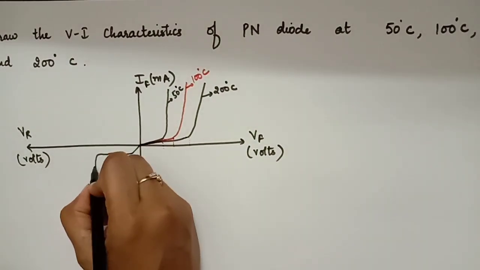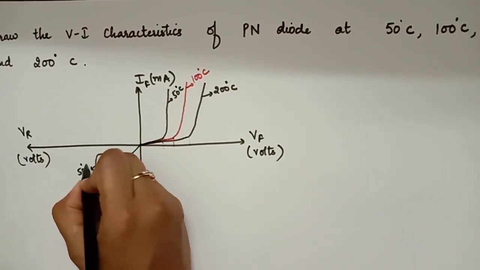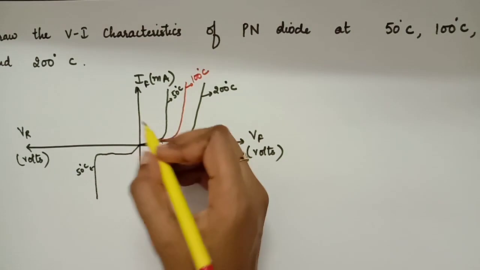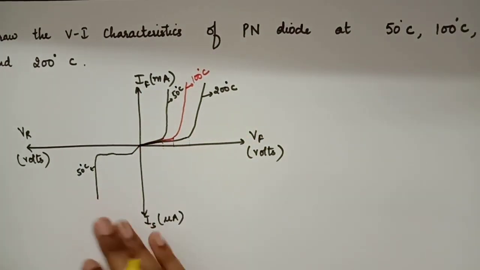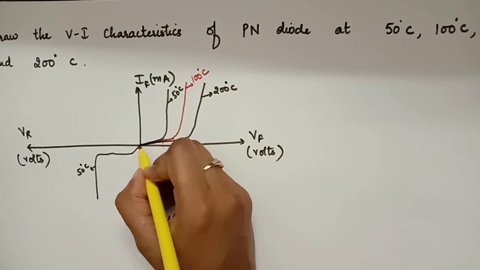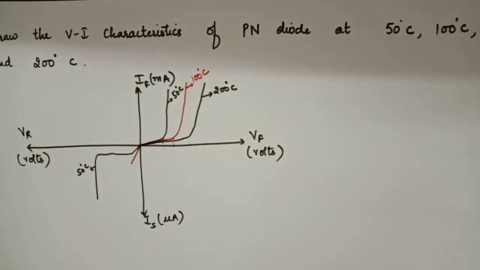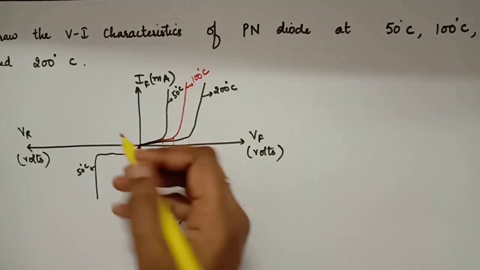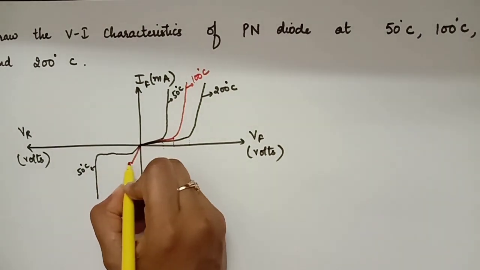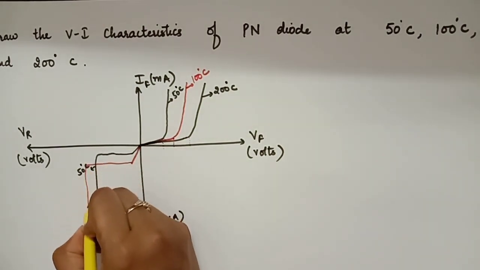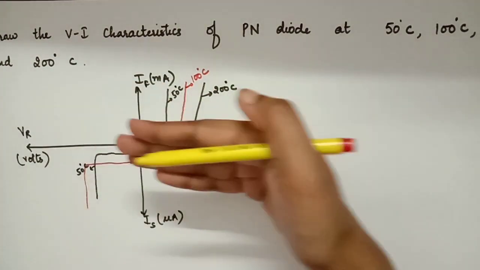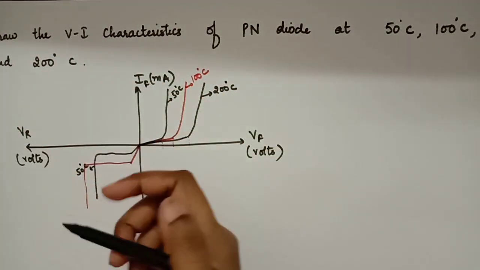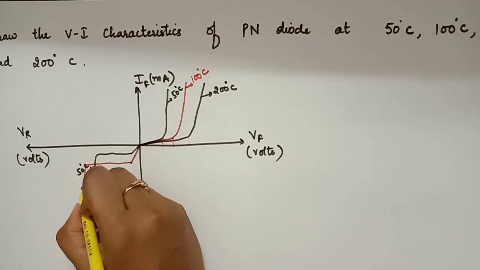This is for 50 degrees Celsius. Then let us draw it for 100 degrees Celsius. In this part, we will move it in the ascending order. For 100, the current will rise. So we will draw the line deeper and the breakdown voltage will also increase. So the breakdown is increasing. That means the increasing direction is this. So this is for 100 degrees Celsius.